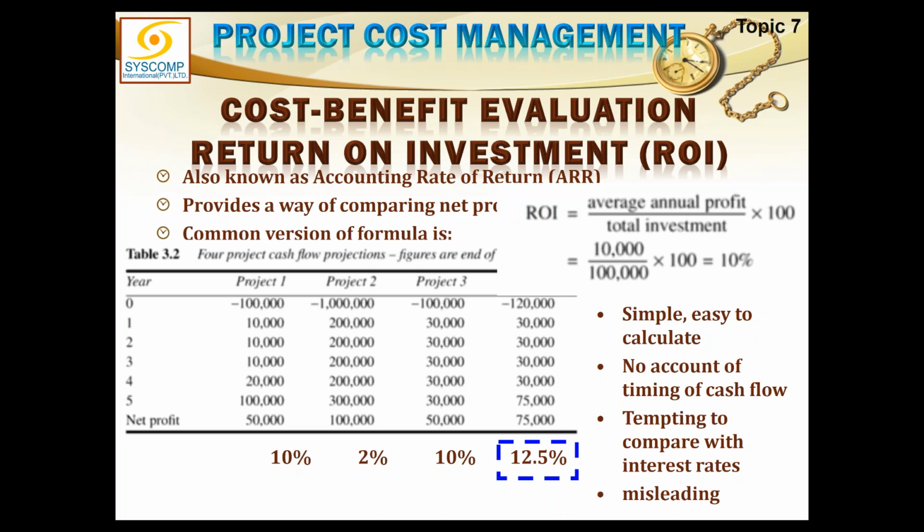So the simple formula for that would be average annual profit divided by total investment multiplied by 100. That would give me project 1 to be 10%. ROI of project 1 is 10%. And if we calculate the ROI of project 2, that would come out to be hardly 2%. Project 3, 10%. Project 4, 12.5%.